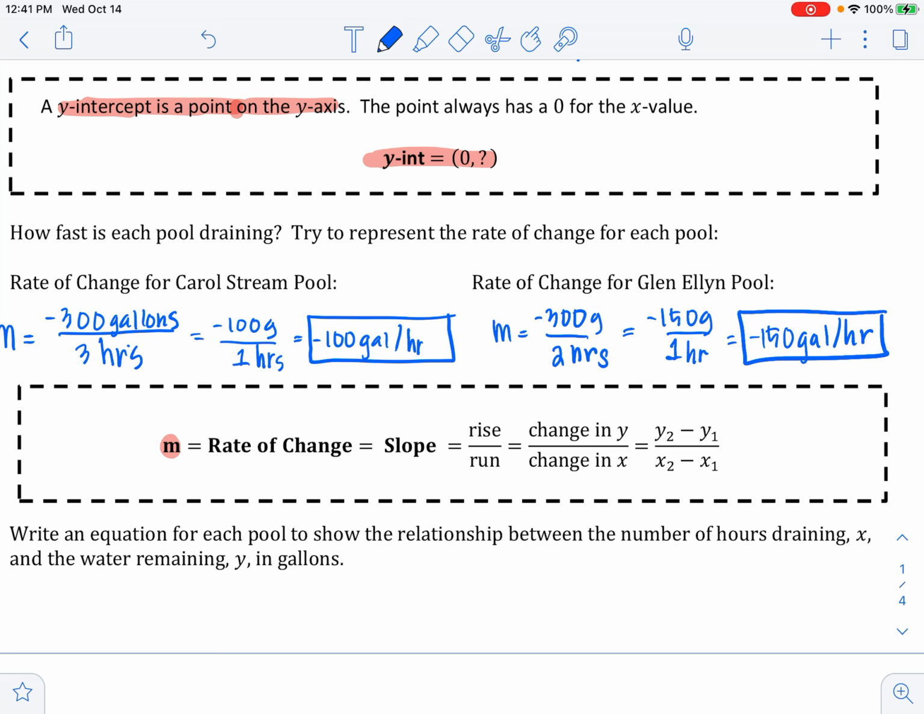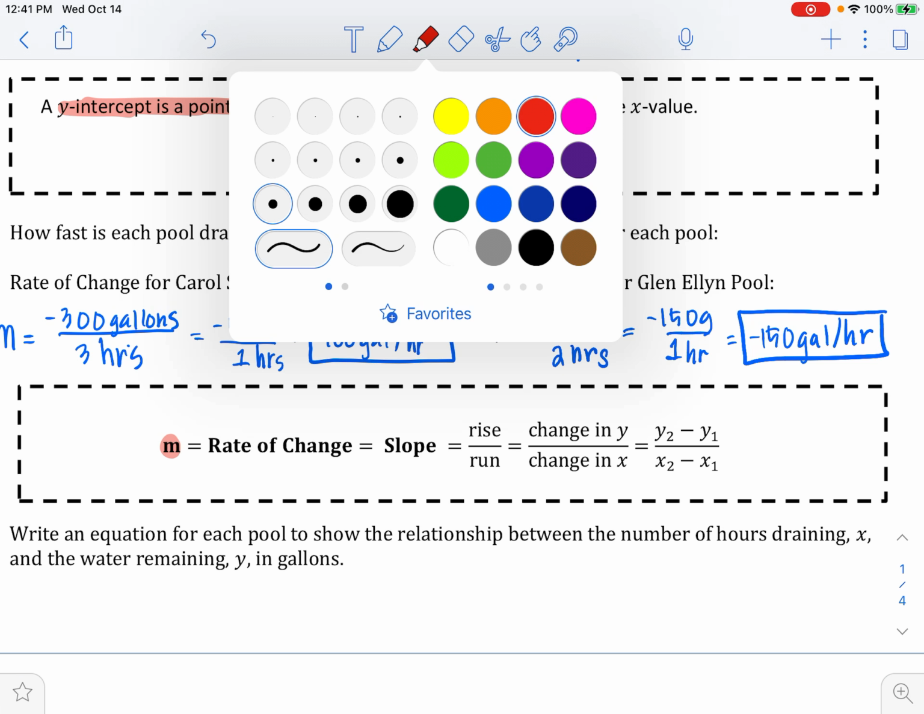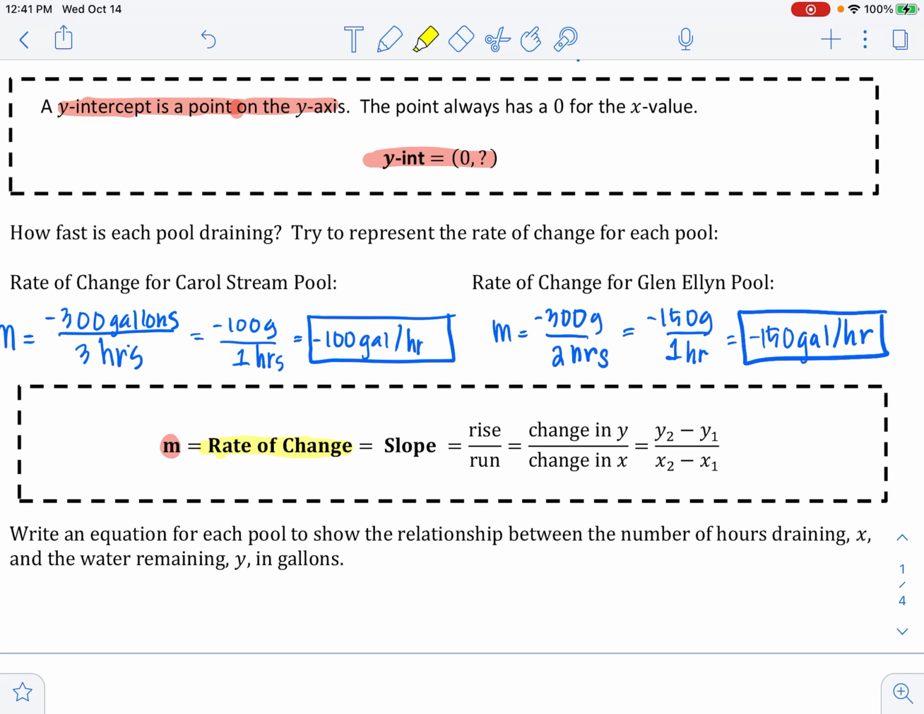Okay, so I've already said this, but I'm going to say it again. Rate of change is the same thing as the slope. We use the variable m to represent slope. We already know that, and we could also realize from previous knowledge that slope is rise over run, which is the same thing as the change in y over the change in x, which would be the same thing as using y2 minus y1 over x2 minus x1 if you have a point x1, y1 and x2, y2.